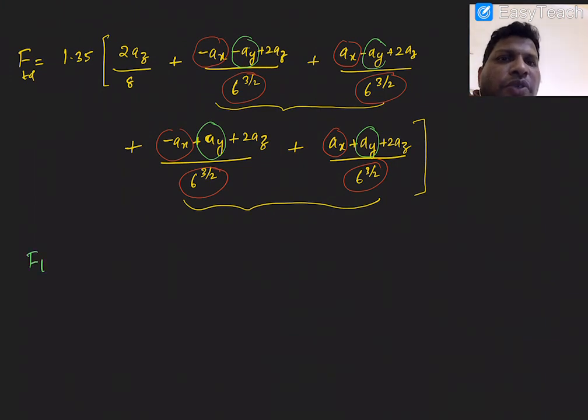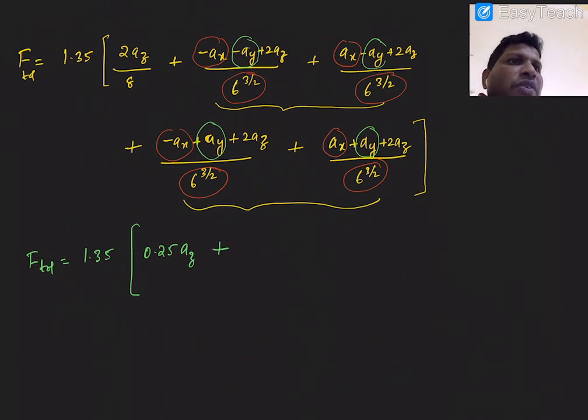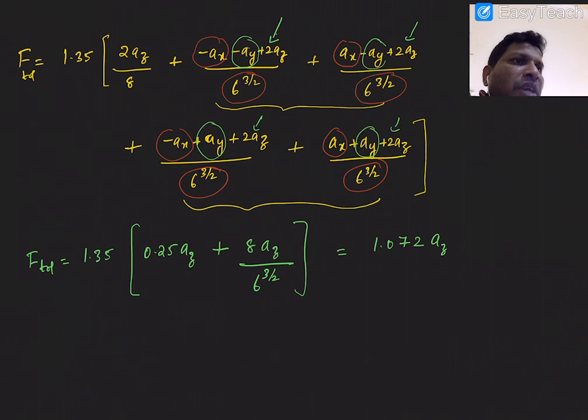So the total force F will be equal to 1.35 multiplied with, this is 2 by 8, you know it is like 0.25 into AZ, plus you will see only one term, you have 2AZ, 2AZ, 2AZ, 2AZ, so it becomes 8AZ, then divided by 6 power 3 by 2, okay. So you will get this answer as 1.72 into AZ newtons.